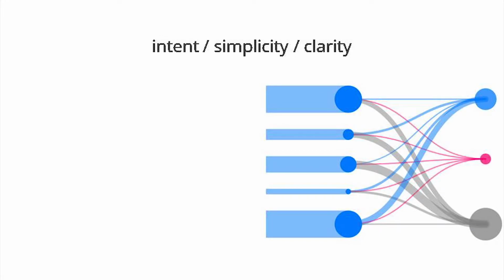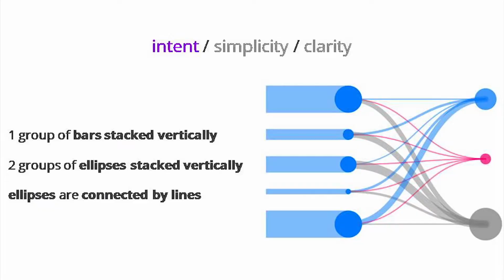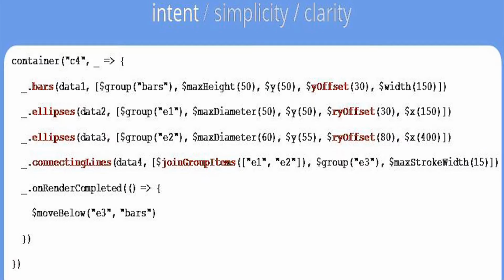So, this guy. If I wanted to reason about this visual, there are a bunch of things that I have to think about. There's firstly the intent. It's a bunch of bars stacked vertically, a bunch of ellipses also stacked vertically, and then the ellipses are connected by lines. So what would the code for that look like? Well, it's this. It's some bars, and they're stacked vertically. There are some ellipses, they're stacked vertically. And then there's some connecting lines. It's straightforward.